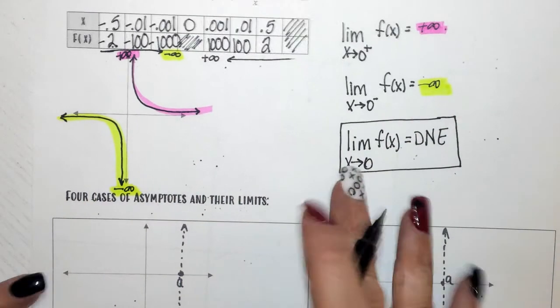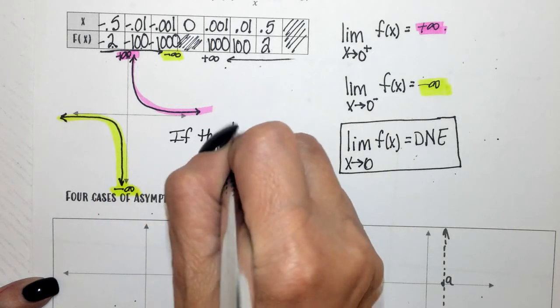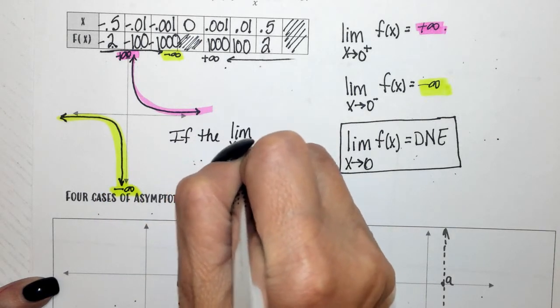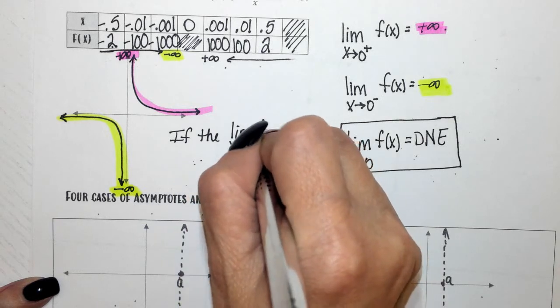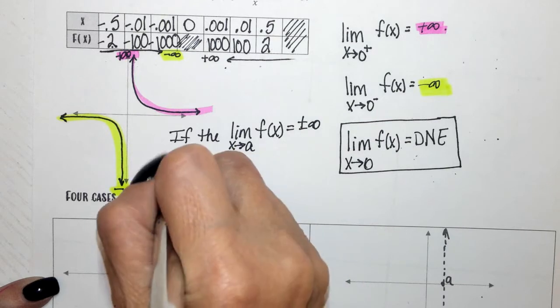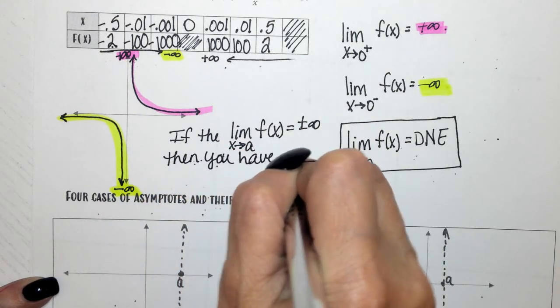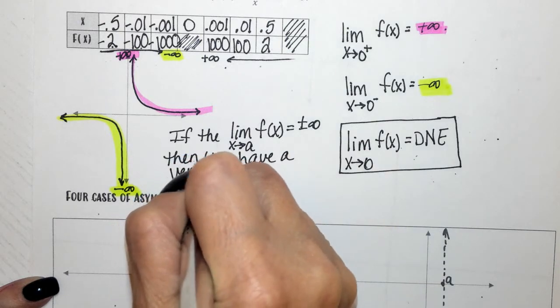So let's just put it there. So if the limit as x approaches a of f of x equals positive or negative infinity, then you have a vertical asymptote.